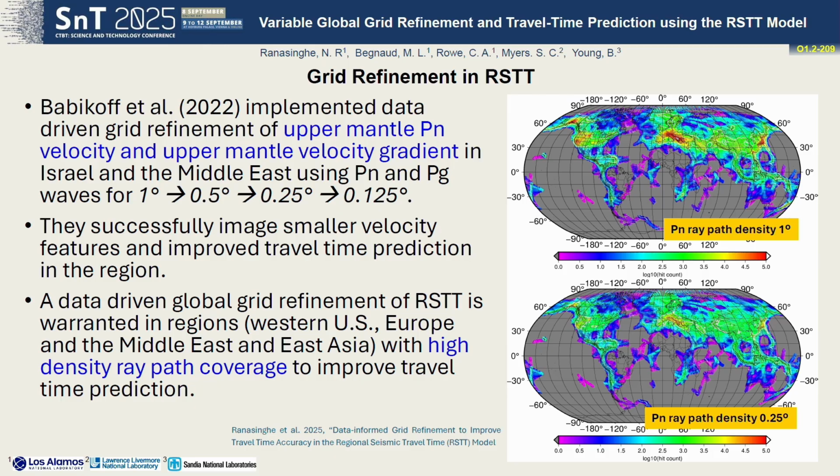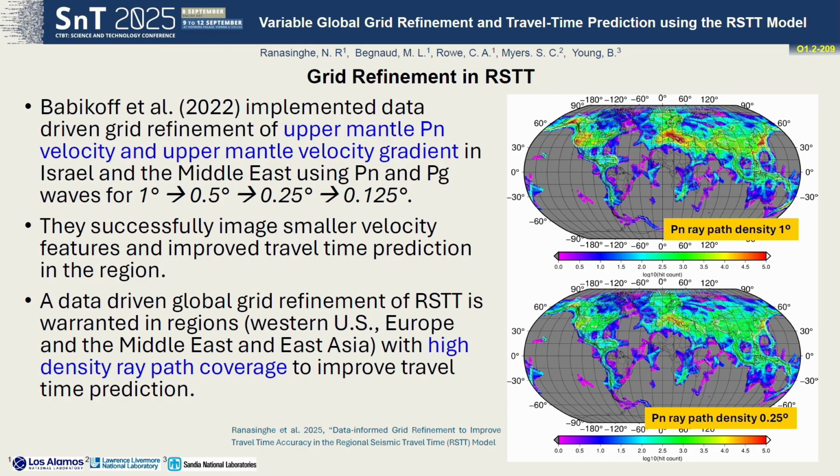So grid refinement for RSTT begs the question of where can we do a better job than 1 degree grids? There are places in the Earth where we have a lot denser ray coverage than just the requisite number within a 1 degree cell. Jordan Babikoff et al. in 2022 implemented data-driven grid refinement of upper mantle Pn velocity and upper mantle velocity gradient in Israel and the Middle East using Pn and Pg waves, and she was able to refine down to a level of 1/8 of a degree in some places.